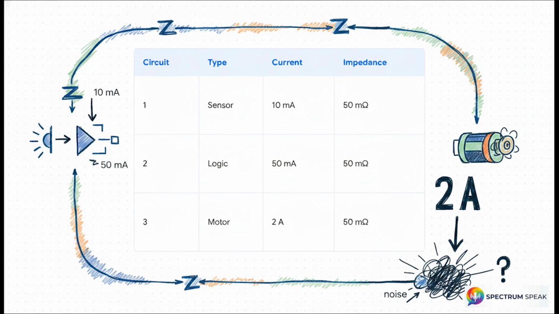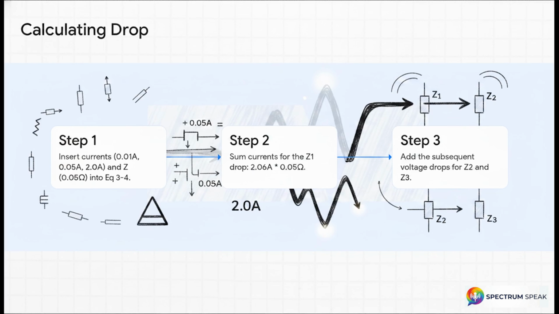Let's assign a highly realistic trace impedance of 50 milliohms to each segment, so that's Z sub 1, Z sub 2, and Z sub 3. Our goal here is to calculate the exact ground noise injected into circuit 3 when that big motor driver kicks on. Step by step, let's plug these numbers right in. Step 1. We substitute our currents. I sub 1 is 0.01 amps, I sub 2 is 0.05 amps, and I sub 3 is 2.0 amps. Our Z values are 0.05 ohms across the board.